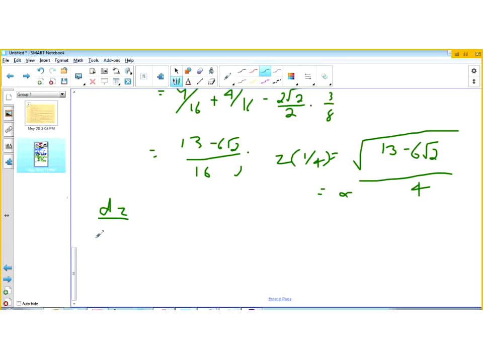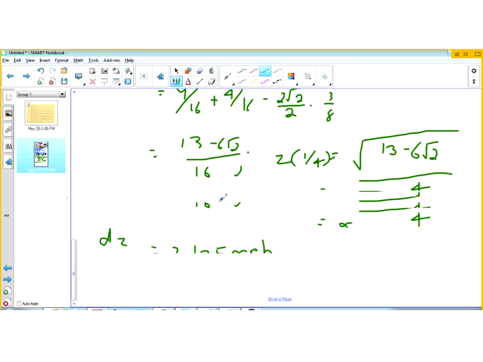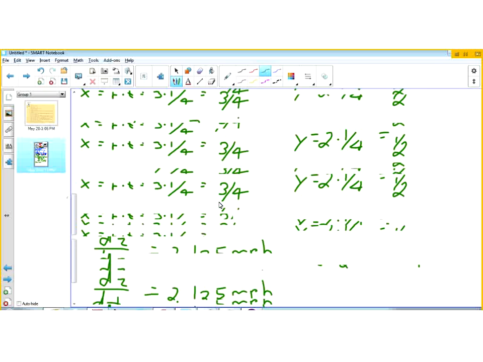What you'll find out, if you use your calculator, is that the change in z with respect to time is equal to 2.125 miles per hour. So every hour that passes, these two guys will be separated by 2.125 miles more. After 1 hour, they're separated by 2.125 miles. After 2 hours, they're separated by 5.25 miles, and so forth.